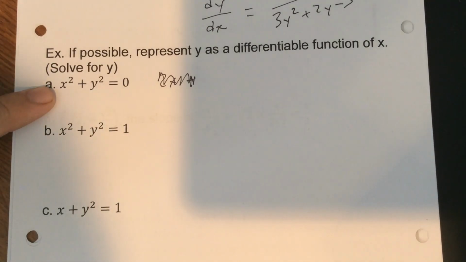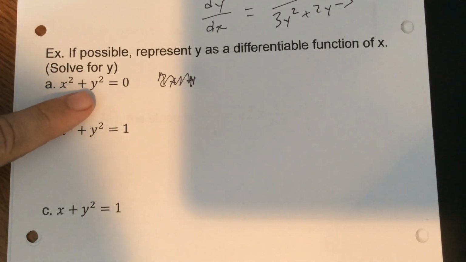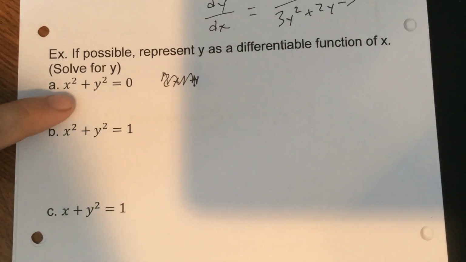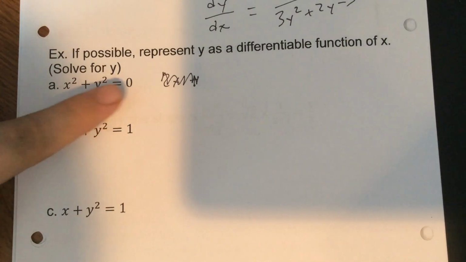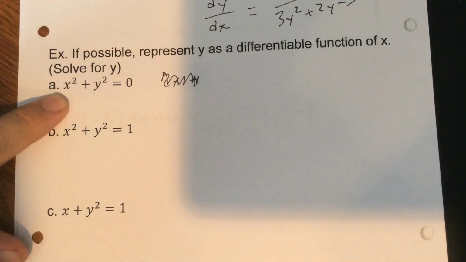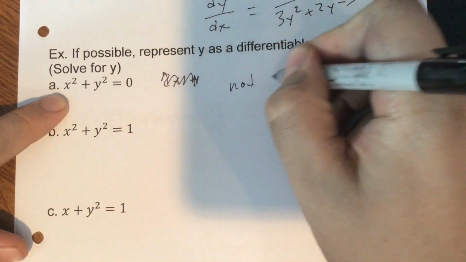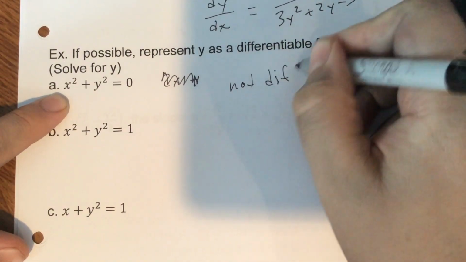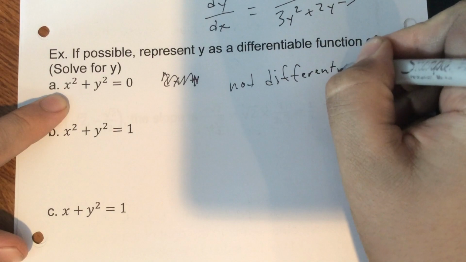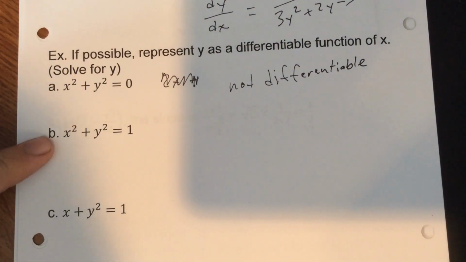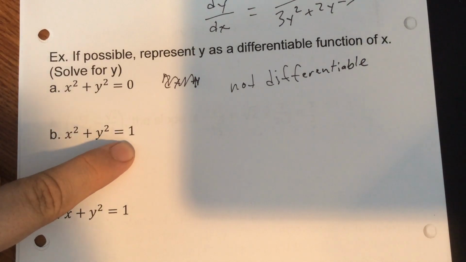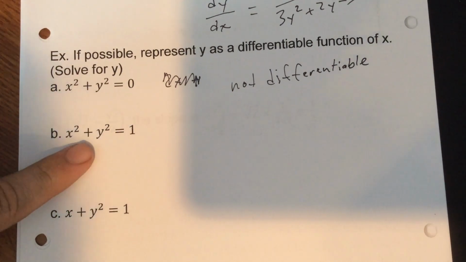If you think about it, x squared plus y squared would be a circle centered at the origin because there's no minus h, minus k. Our radius is 0, so this is actually going to be a point. So this one is actually not differentiable. This one here, though, has a radius of 1, so we can do this one.